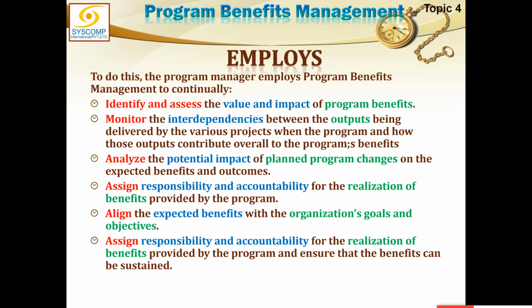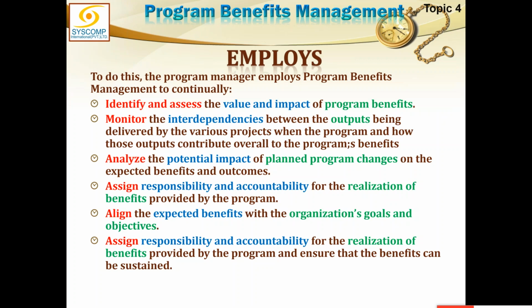Align the expected benefits with the organization goals and objectives. Now we are talking about the expected benefits, whether they are coming out of the projects or the components and incrementally being delivered to the organization, then we have to align them directly with the organizational goals and objectives. And if we are consolidating the benefits, then the consolidated benefit is going to be aligned with the organizational goals and objectives.